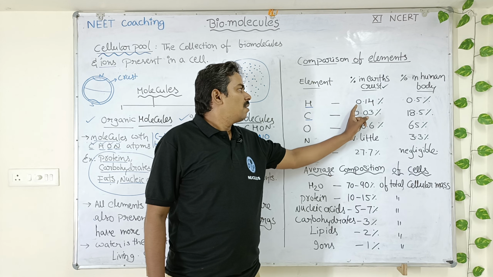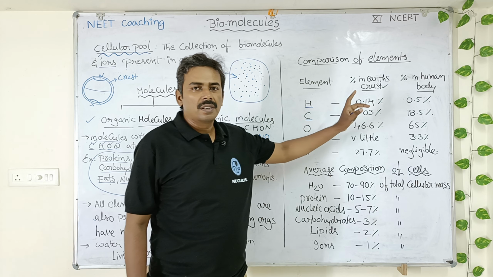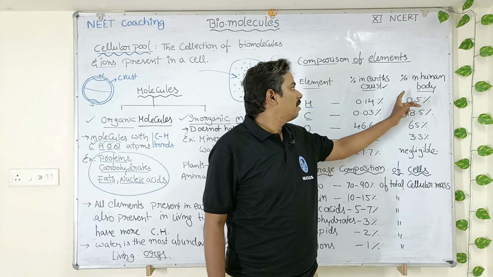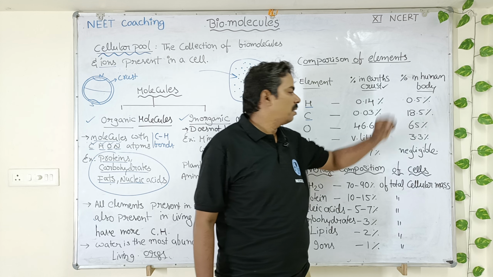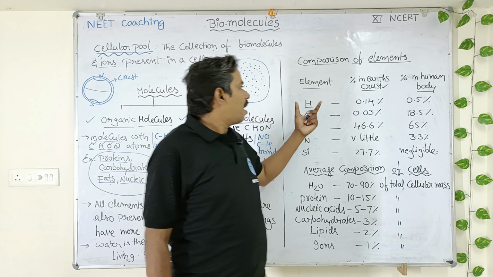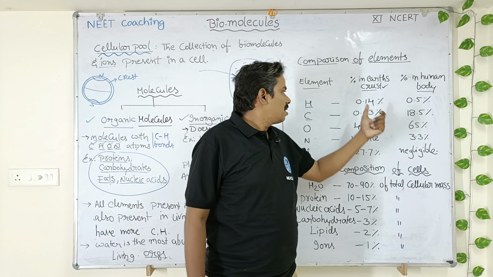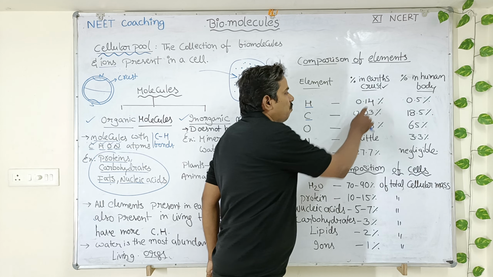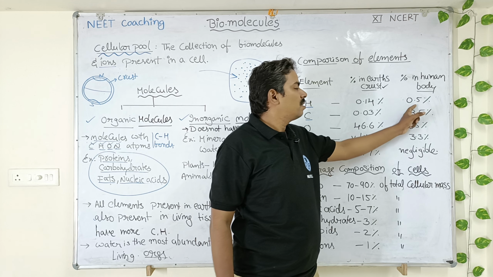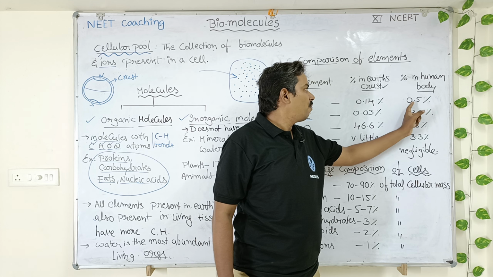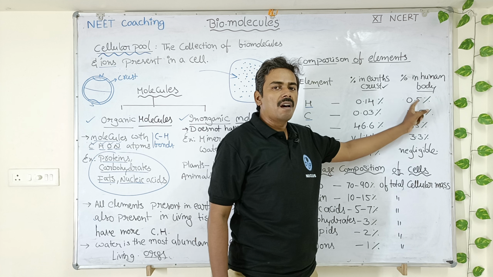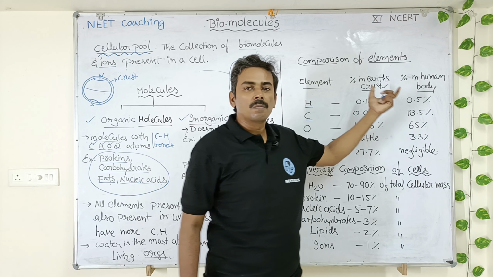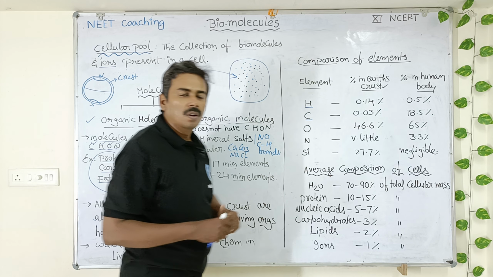Hydrogen in Earth's crust will be only 0.14%. But in the human body, the percentage of hydrogen will be 0.5%. So where is hydrogen present in a higher percentage, in Earth's crust or the human body? Look here, this is only 0.14, but here it is 0.5, which is a higher number. 0.5 is a large number when compared to 0.14. So obviously in the human body there is more hydrogen when compared to Earth's crust.